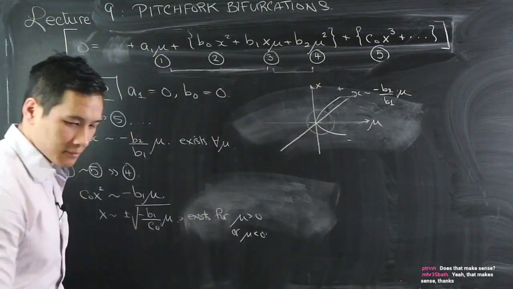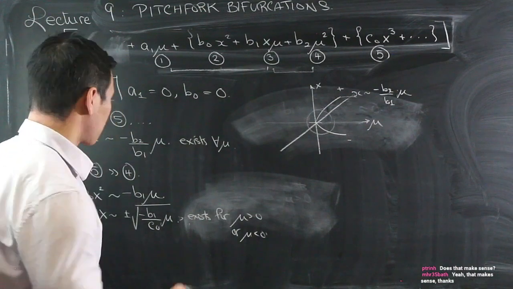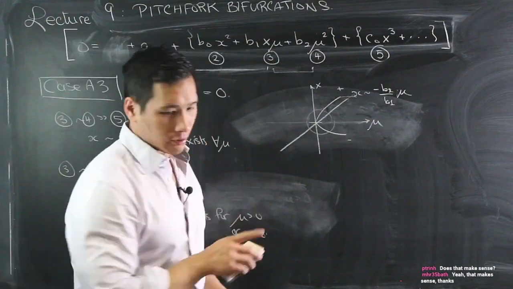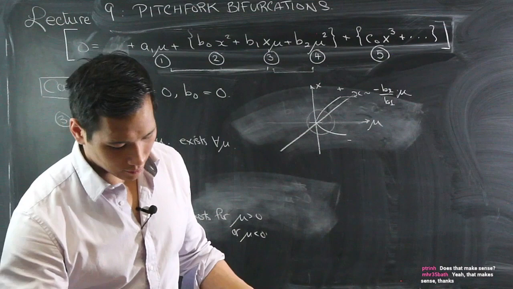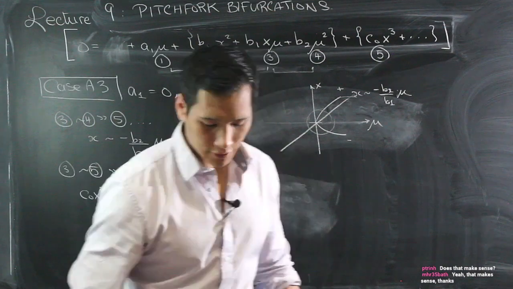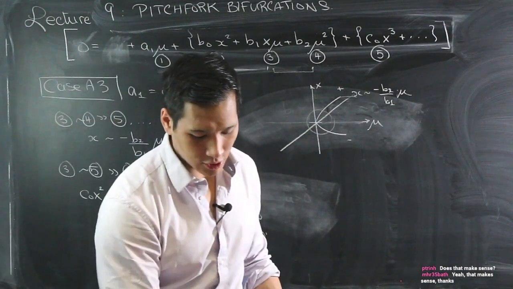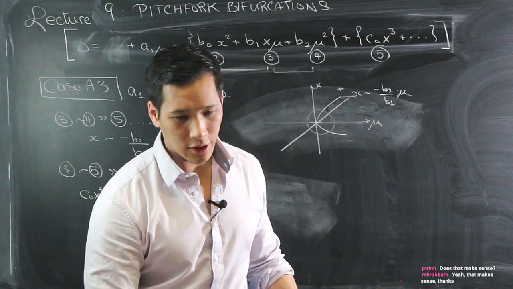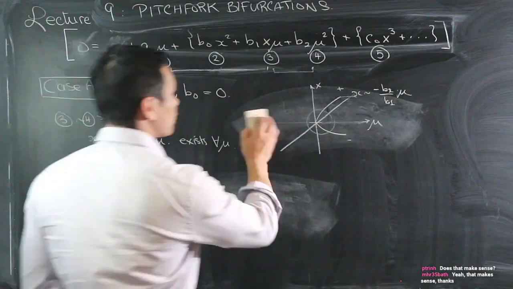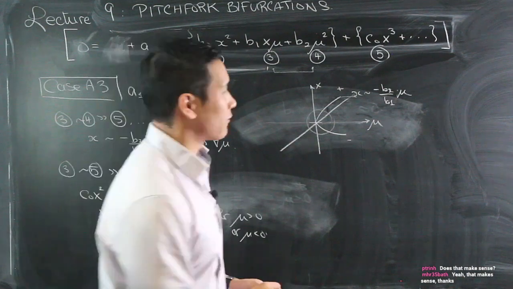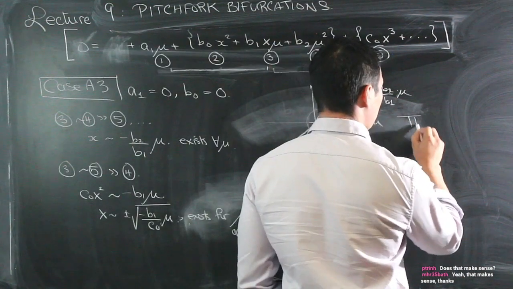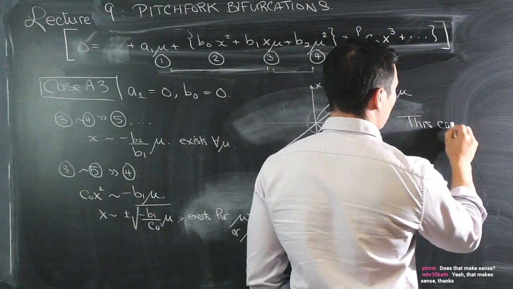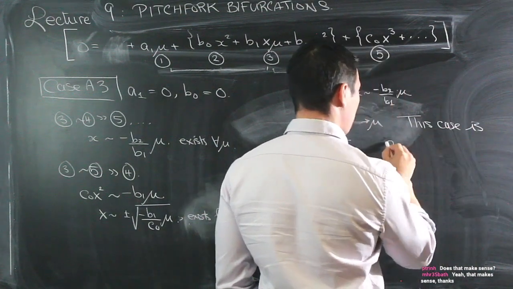Okay, good. All right, let's do a canonical example of this. And there's kind of two canonical examples of this. There's actually two types of pitchfork bifurcations. Before I do that, I just want to write down one conclusion here. So this is an example of a pitchfork bifurcation. So this case is a pitchfork bifurcation.